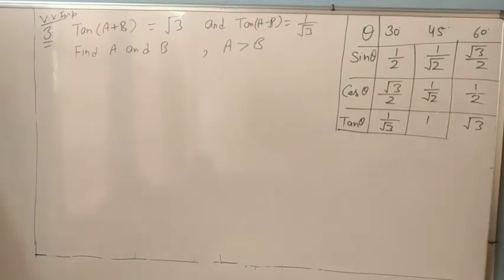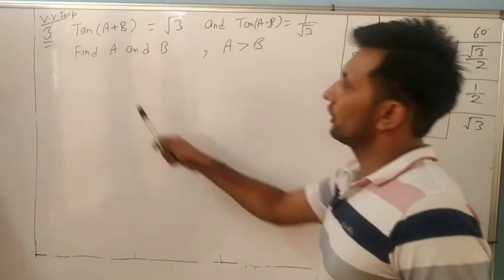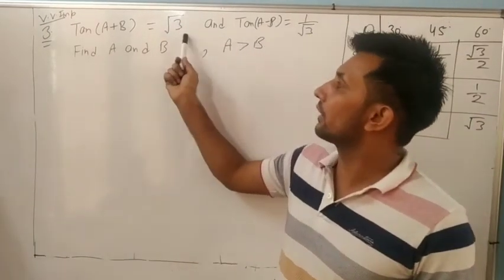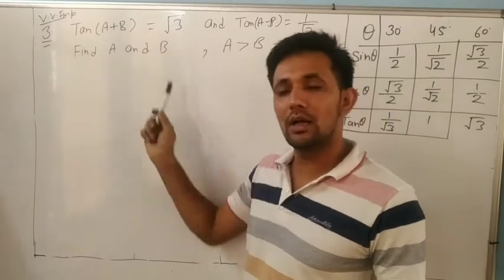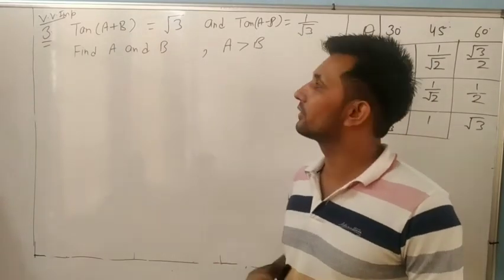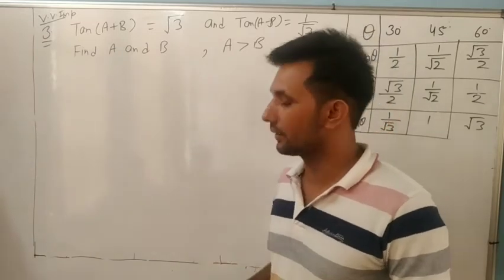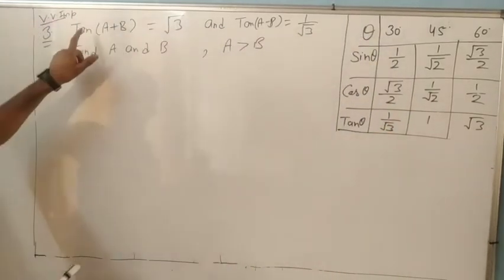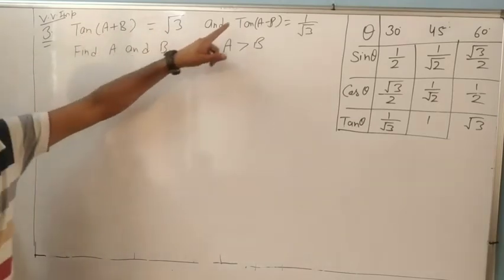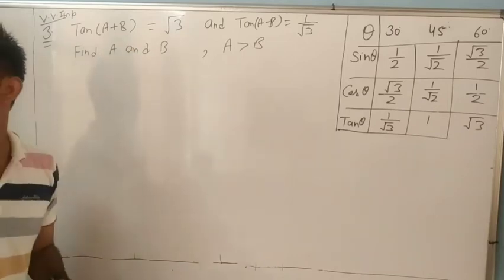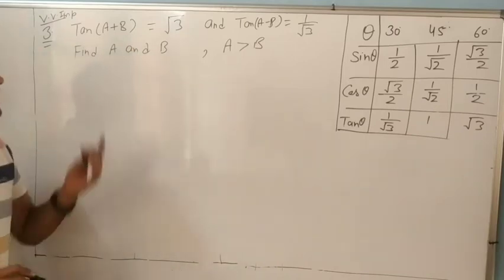Now dear, question number 3. This question is very important dear. If this type of question comes, we will do it by this method. Okay, we learn this method. It is very important. So look dear, we are given tan(a plus b) equal to root 3, tan(a minus b) equal to 1 by root 3. Find a and b.